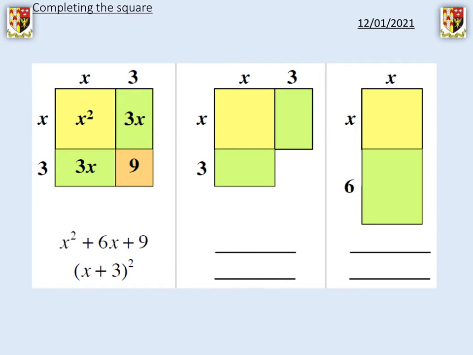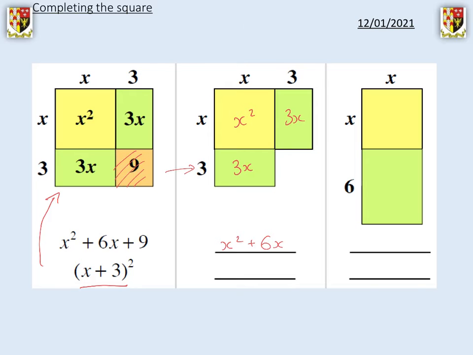Okay, so if we have a look then at the one that we were talking about a moment ago, if we had x plus 3 all squared, it can be written in this diagram here. Now let's say, for example, I wanted to get rid of this 9, so I'm taking away that 9 there, which means I'm left with this diagram here. So therefore, I still have my x squared, I still have the 3x here, and I still have the 3x here. So altogether now, I've got x squared plus 6x. The 6x comes from the 3x add the 3x.